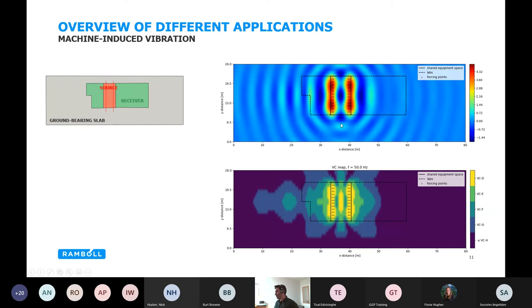And then we can also plot the VC maps that refer to the VC criteria that I just mentioned before. And we can look at what vibration performance is achieved in the lab space, and make sure that it is appropriate for the sensitive equipment that is to be housed there.